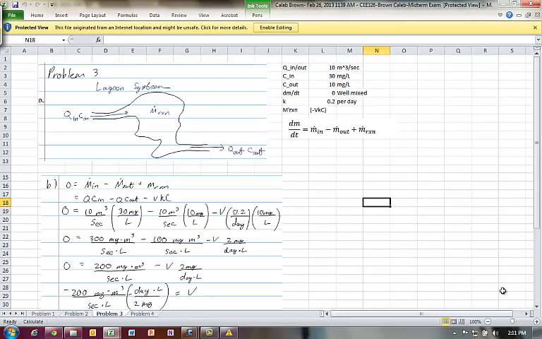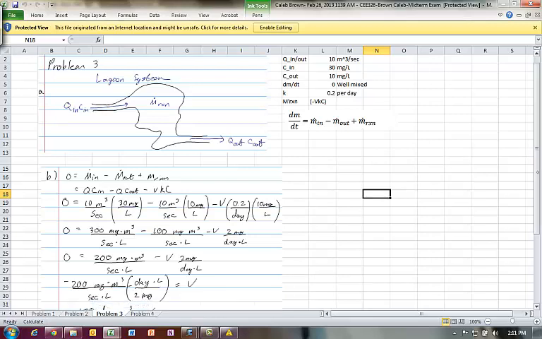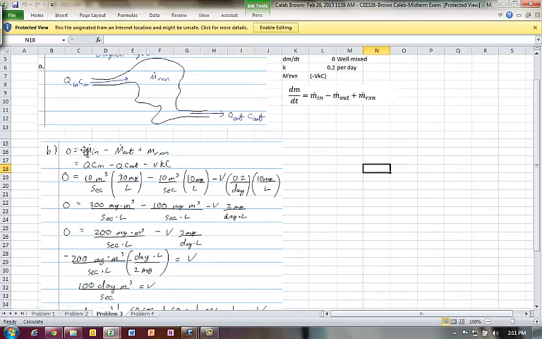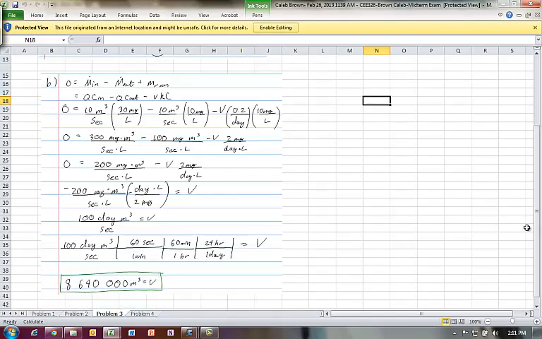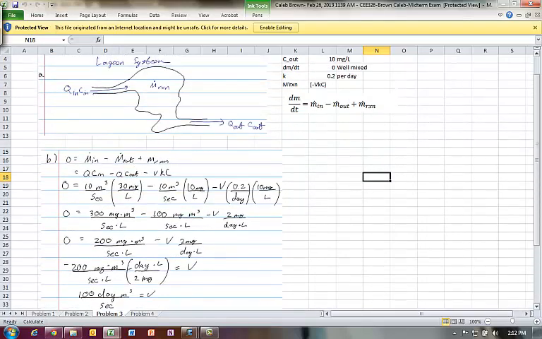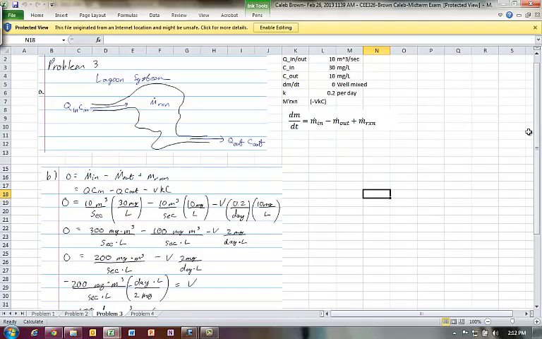The next problem was a lagoon problem, and we're looking at the CSTR. The first part was to graph this, show the inputs and outputs that are shown here, and then solve 0 equals m dot in minus m dot out plus or minus m dot reaction. Put in the values, change some units, and solve for the volume, and you should get a volume of 8.6 million cubic meters, which would be the volume of the pond required for this problem.